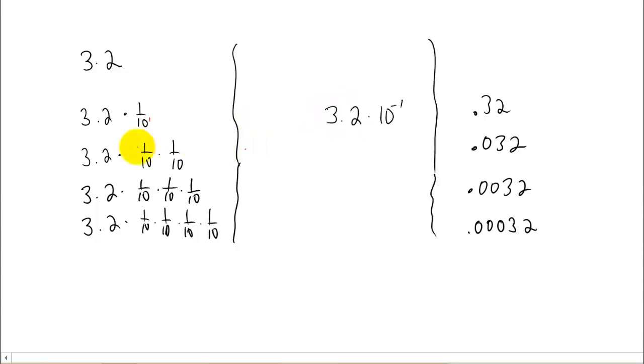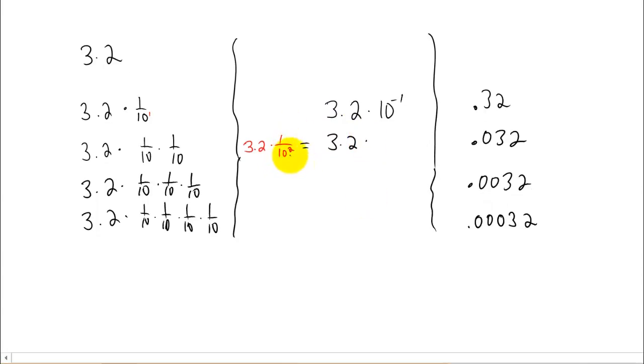Okay, let's look at the next line over. Let's copy the 3.2. 1/10 times 1/10 can be thought of as 1 over 10 squared. Using the same rule, I'm going to copy down the 3.2. Since the 10 squared is in the denominator, we can move that term up to the numerator and make the power negative. So 3.2 times 1 over 10 squared can be written as 3.2 times 10 to the negative 2 power. We can continue this pattern.